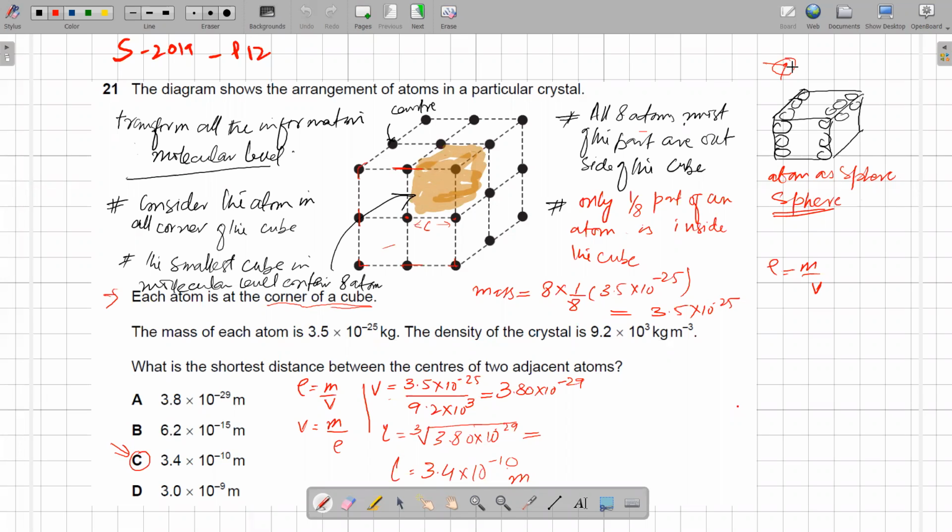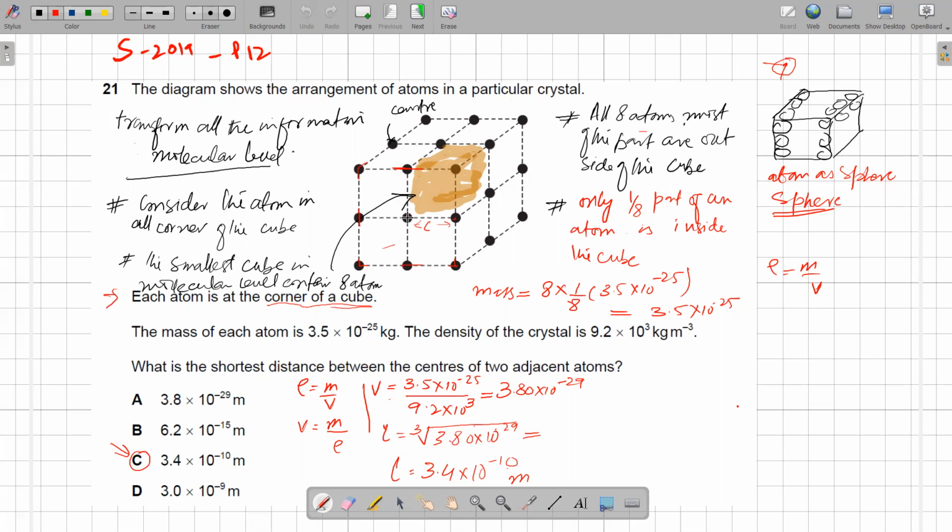2019 paper 1 variant 2 question number 31. The diagram shows the arrangement of atoms in a particular crystal. Each atom is at the corner of the cube, right? The mass of each atom is 3.5 × 10^-25 kilogram. The density of the crystal is 9.2 × 10^3 kilogram per meter cube. What is the shortest distance between the center of two adjacent atoms?